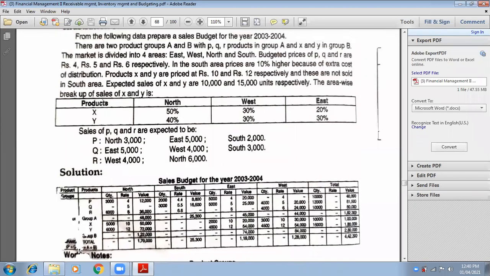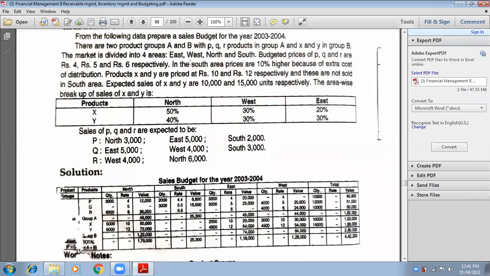And what is the rate of product P? 4 rupees. Here it is given. Look at my cursor. The market is divided into 4 areas: East, West, North, South. Budgeted price of PQR is 4, 5, 6 respectively. So for P, it is 4 rupees everywhere. Only in the south area, it is 10% higher. He is informing you about this for the products PQR only.